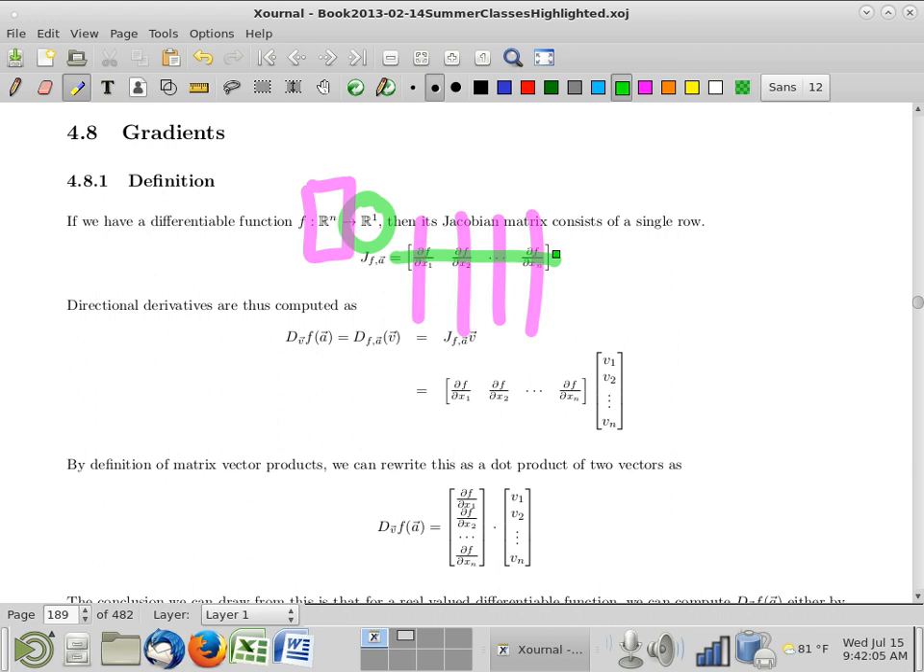All right, does that make sense to everybody? Everybody see the sort of the idea there? And this is a weird fact, but it happens when you have a real valued function.